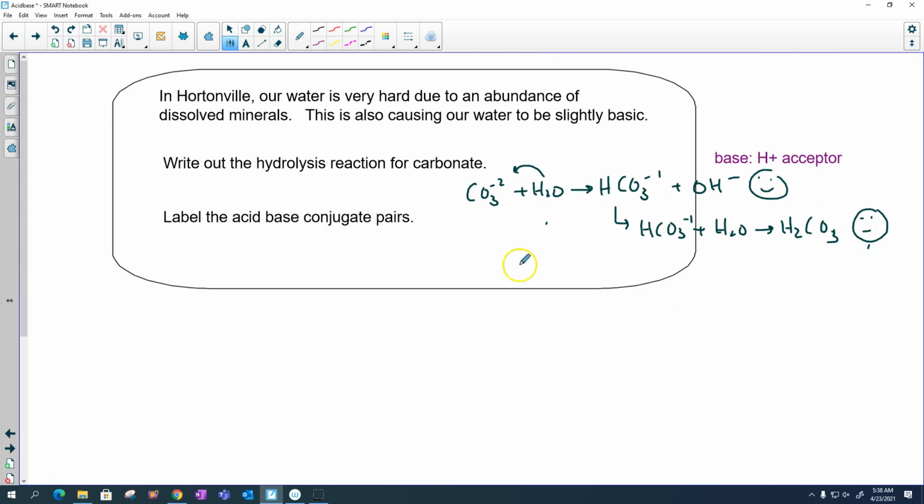Label the acid-base conjugate pairs. Okay, I'm just going to get a different color here. Let's just label the conjugates first.